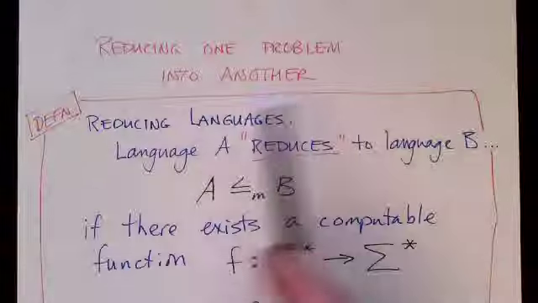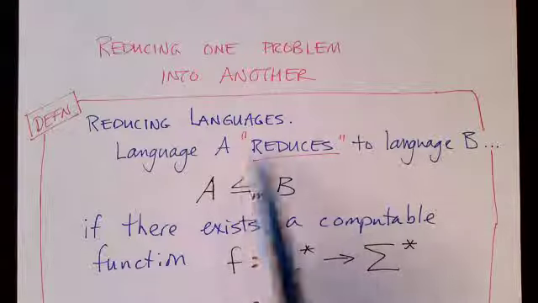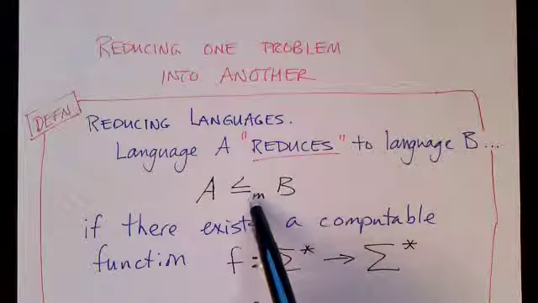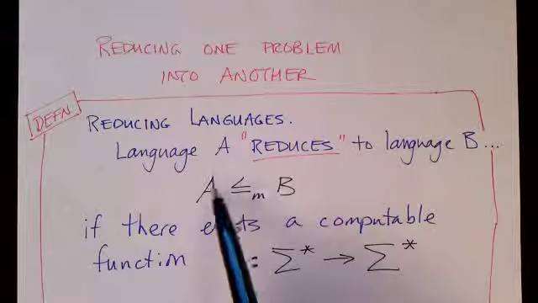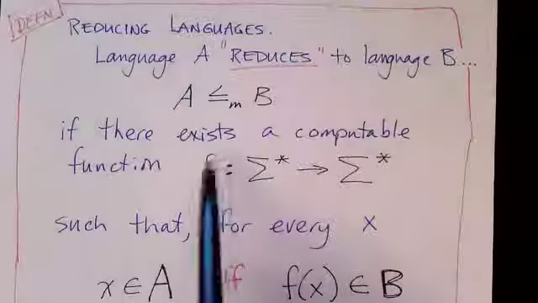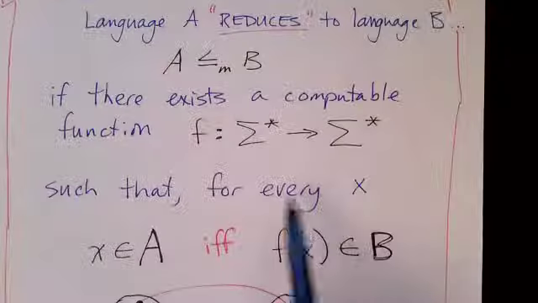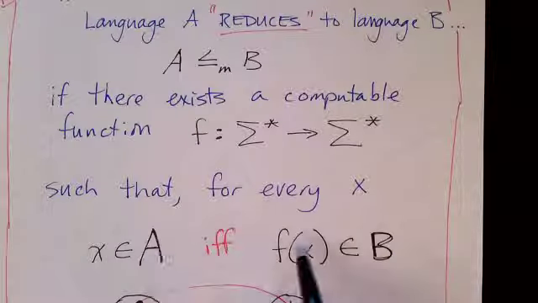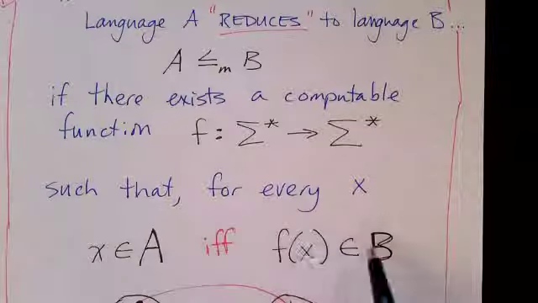So we can talk about reducing one problem into another problem, or more precisely, we can talk about reducing one language into another language. So we use this notation, which looks like a less than or equal with a little m next to it, to indicate that language A reduces to language B. And we say that A reduces to B if there exists a function, and it must be a computable function, such that for every x, if x is a member of A, then f of x is a member of B, and if x is not a member of A, then f of x is not a member of B.